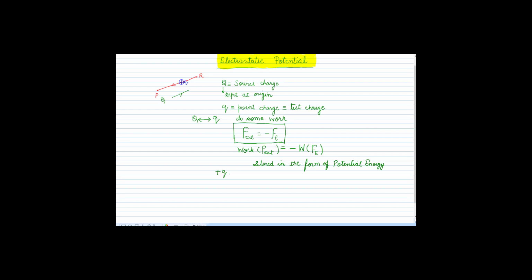When the external force is removed, then this charge plus Q, the electric force will act in the opposite direction because there is a minus sign. So this force will take the charge plus Q away from this source charge. And what happens to the energy stored in this charge plus Q? The energy stored, which we call potential energy, is used to provide kinetic energy to charge Q in such a way that the total energy is conserved.